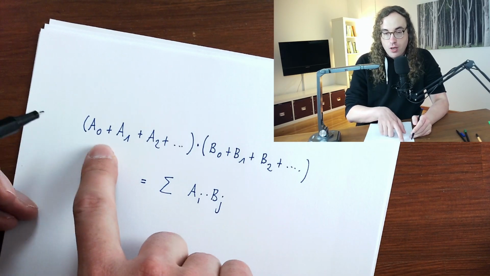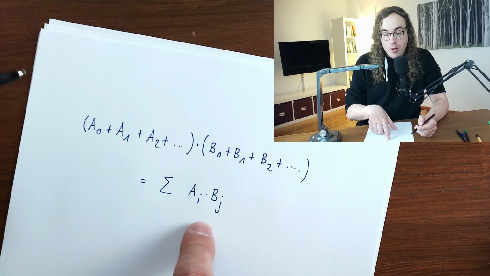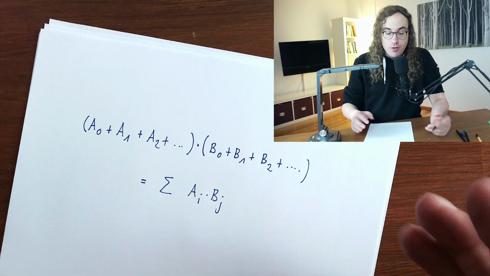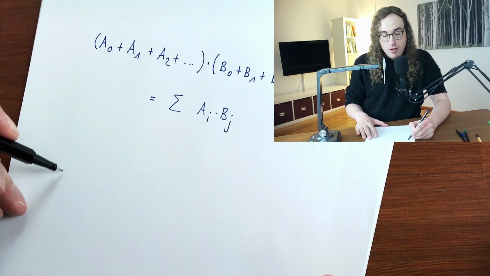So you just pick one of the summands in the left product factor and one of the summands in the right factor. You get the sum over all of these factors. Good. So this is quite interesting when you actually consider polynomials. So maybe let's consider this.